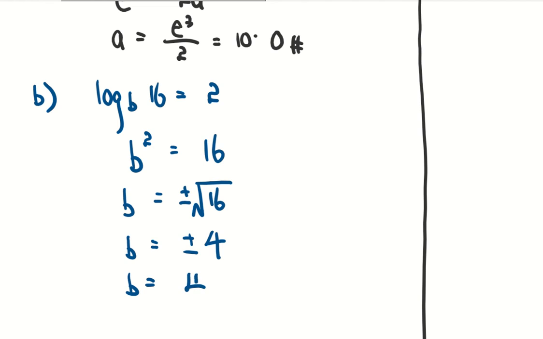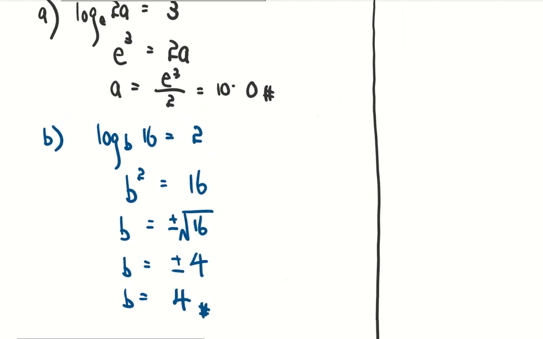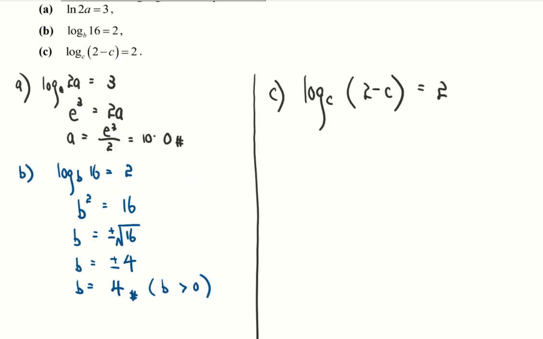But b can only be positive 4. Why? Because if you put negative 4 inside, it does not work. The base cannot be a negative value. Alright? So take note, whenever you have two answers, please check whether both answers are acceptable. I better write down the reason. Okay, the base must be a positive value.